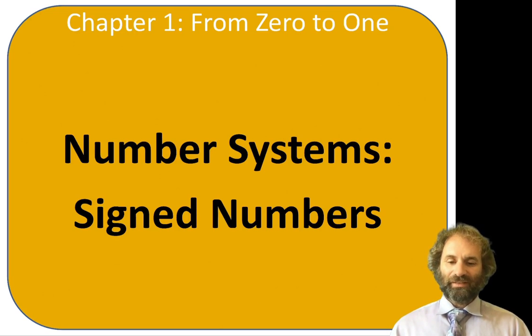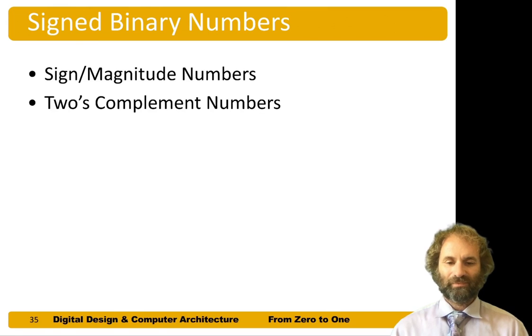Hello, and welcome to the next exciting installment of Digital Design. The topic of this video is number systems, in particular signed numbers. There are two common ways that binary numbers with negative values can be represented. One is called signed magnitude, and the other is called 2's complement.